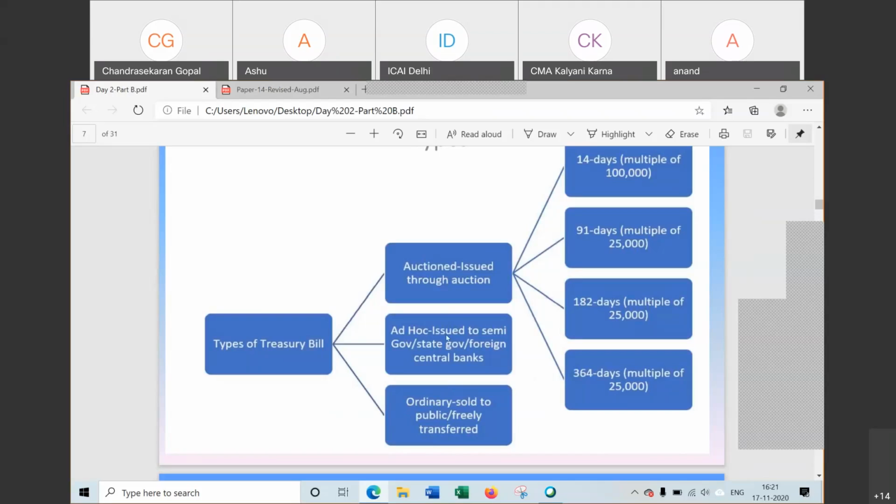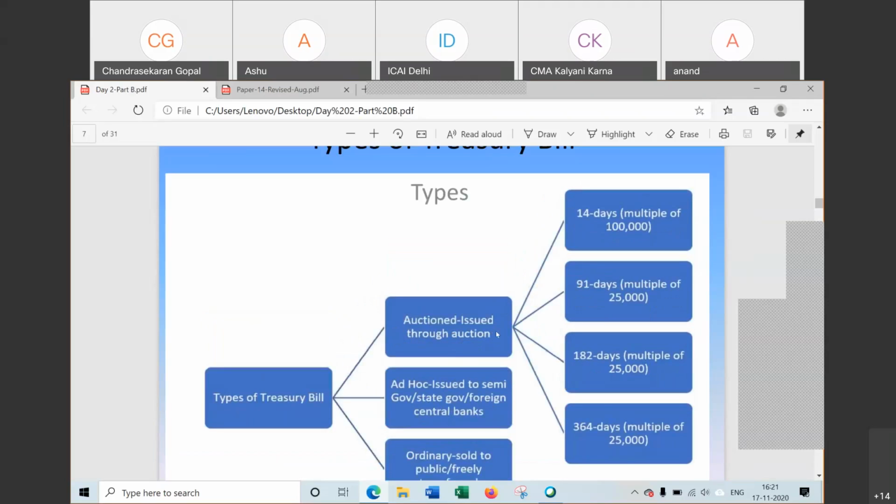Second one is ad hoc. That is issued to semi-government, state government and foreign central bank. That is not open to the general public. They are the buyers of this treasury bill. Third one is auction, and this one is issued with the help of auction. In the ordinary one, the price will be decided by the government, but in this case the price will be decided with the help of auction.